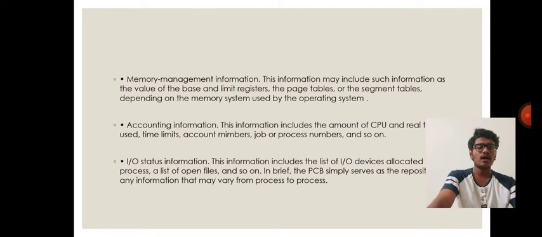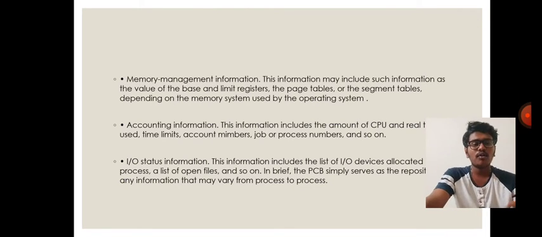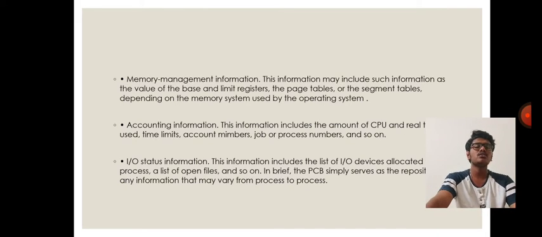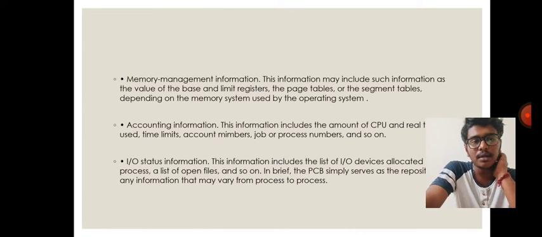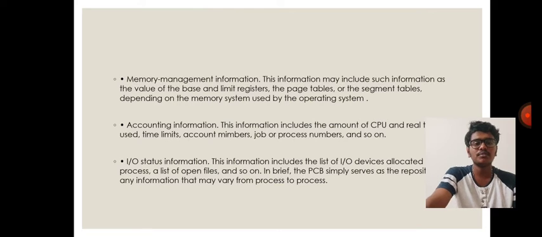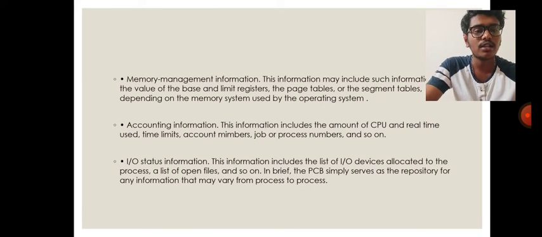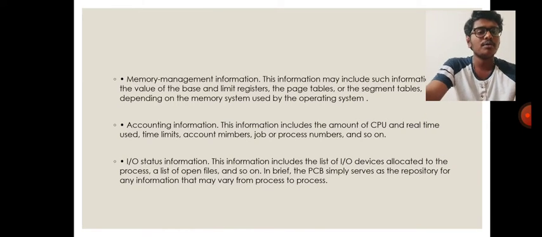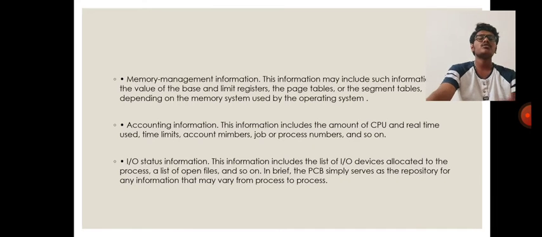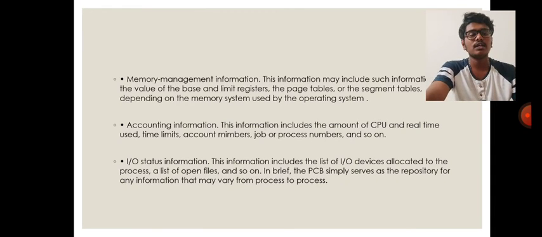So these are some more types of process control block information: memory management information, accounting information, and input output status information. Coming to memory management, this information may include the value of the base and limit registers. Coming to accounting information, this information includes the amount of CPU and real time used, time limits, account numbers, and job or process numbers. Coming to input output status information, this information includes the list of input output devices allocated to the process, a list of open files, and so on.